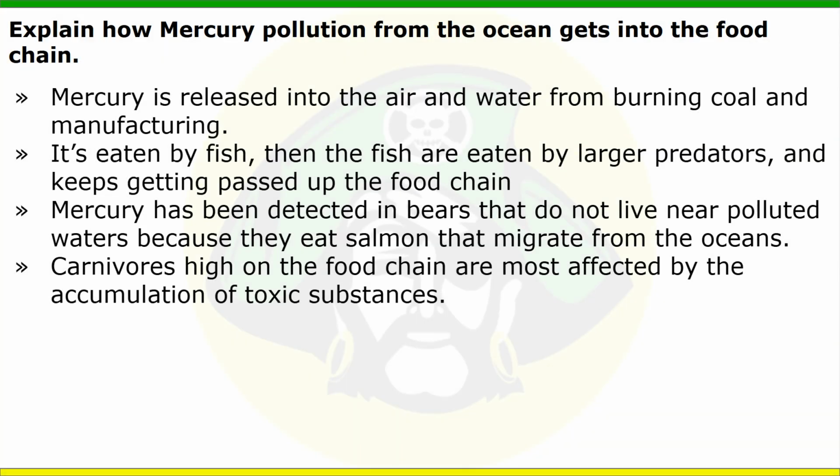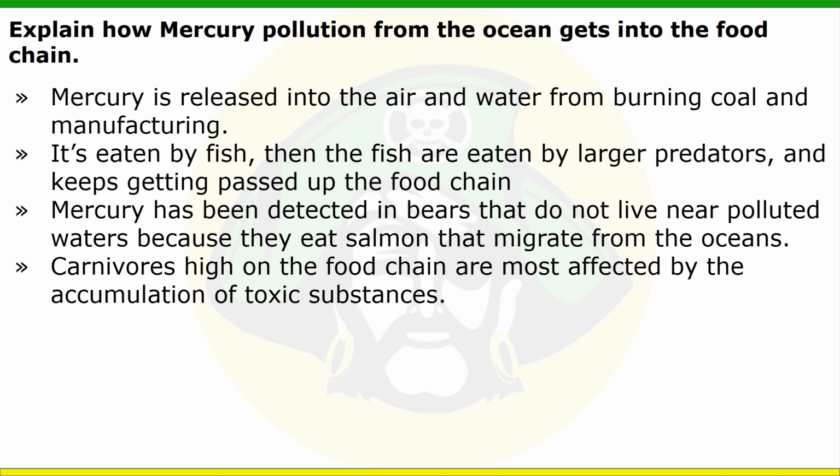Explain how mercury pollution from the ocean gets into the food chain. Mercury is released into the air and water from burning coal and manufacturing. It's then eaten by fish. The fish are eaten by larger predators, and it keeps getting passed up the food chain. The further up the food chain it gets, the more mercury is present.